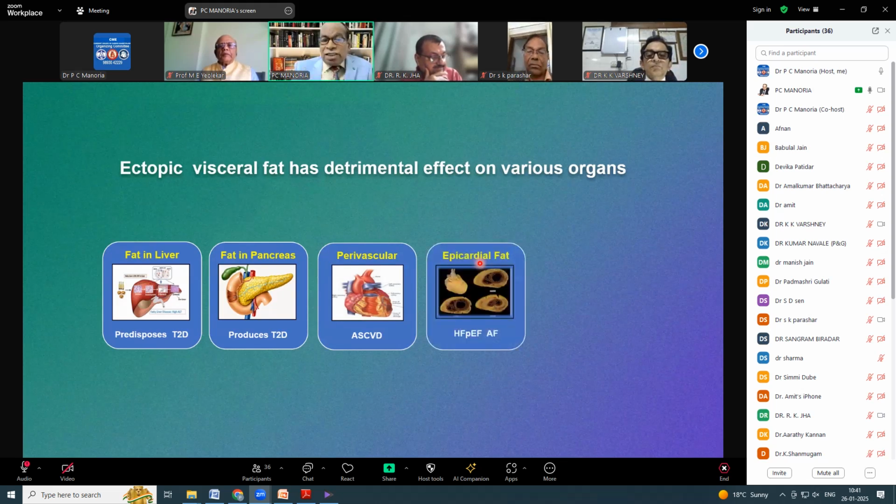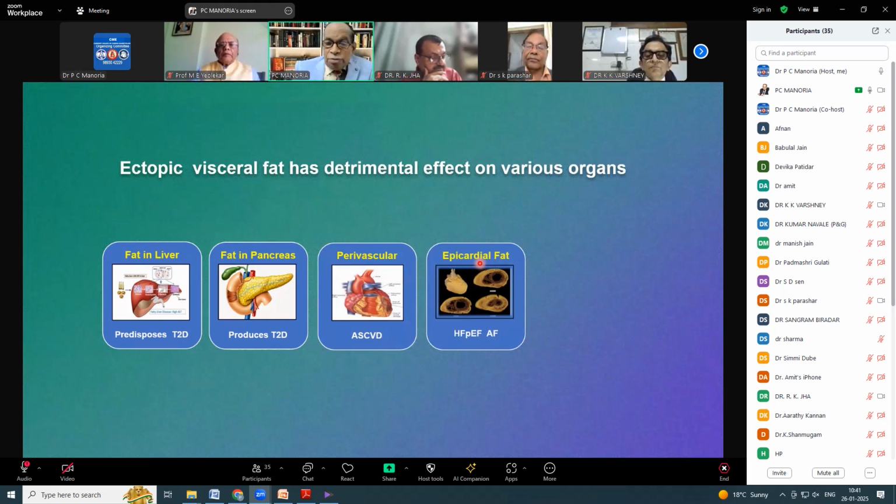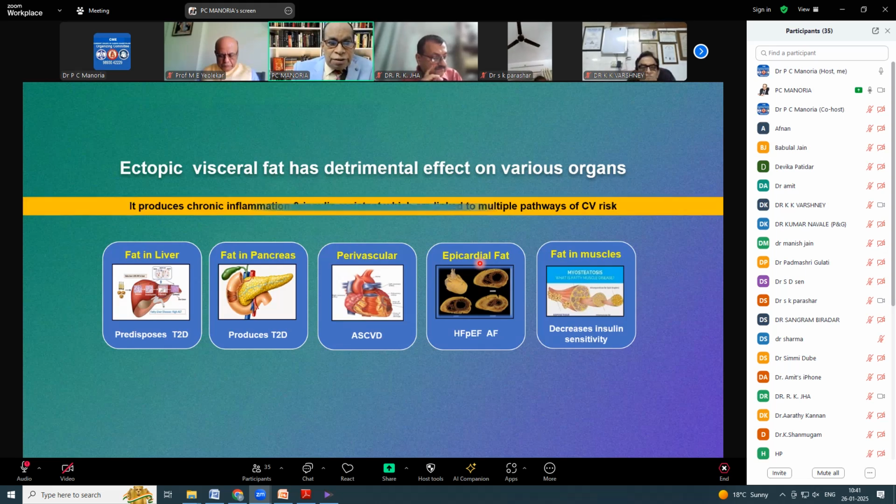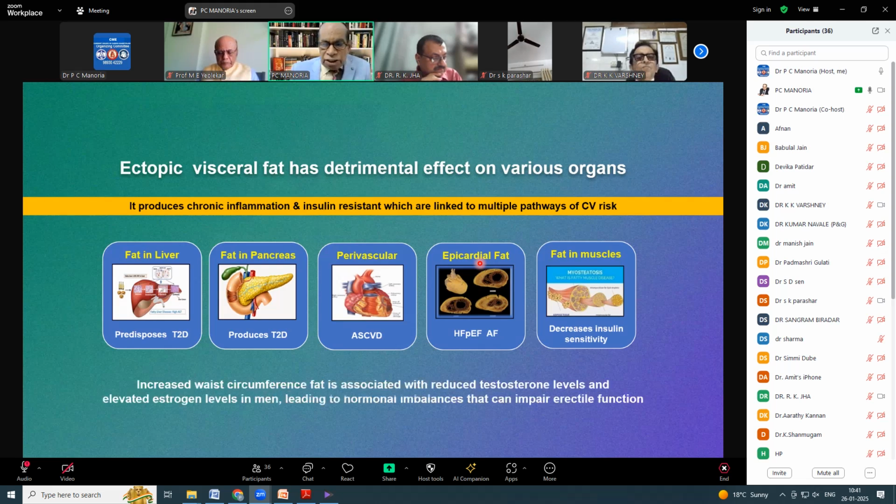And if it gets deposited in the epicardium or in the heart, even the myocardium, it produces HFpEF and atrial fibrillation. And if it gets deposited in the muscles, it decreases insulin sensitivity. So ectopic fat deposition is detrimental and is of serious concern. It produces chronic inflammation, insulin resistance, and several other pathways get activated. It's also associated with erectile dysfunction.